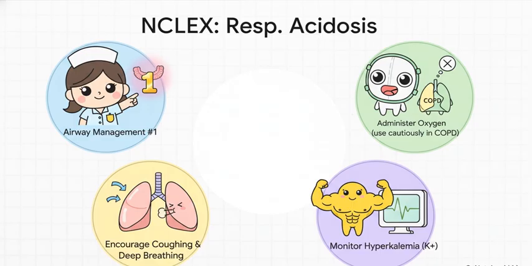And here's a huge safety alert. You have to monitor for hyperkalemia, or high potassium. Why? Well, when the blood is too acidic, the body tries to fix it by pushing acid from the blood into the cells. But to do that, it has to trade, and it pushes potassium out of the cells. It's a direct swap, and that's why you see high potassium in the blood.